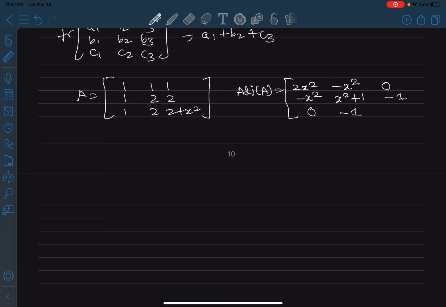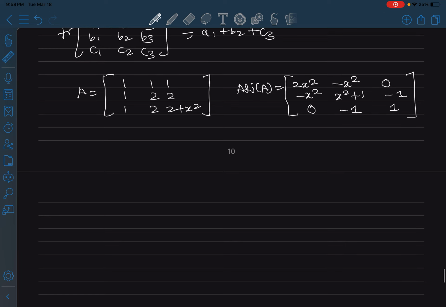Oh, it's interesting to see that this is becoming symmetric for some reason, right? Everything is becoming symmetric. That's interesting. Okay. And now for 2 plus x square, it's just 2 minus 1. Oh, even the original matrix is symmetric, so that makes sense now. For 2 plus x square, that's just 2 minus 1, which is 1, and sign is positive, right? Okay. So now this is the adjoint.